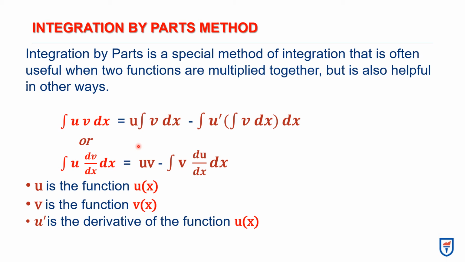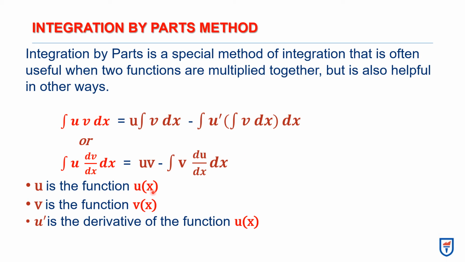Or we can write it in the form of, if we have the integration of u dv/dx, it means that of our two functions, u and v, one function will be represented as dv/dx, and the other function as u. So when you have two functions, u and dv/dx, when we are integrating using the integration by parts method, we simply get the result uv minus the integration of the function v du/dx, both with respect to dx.